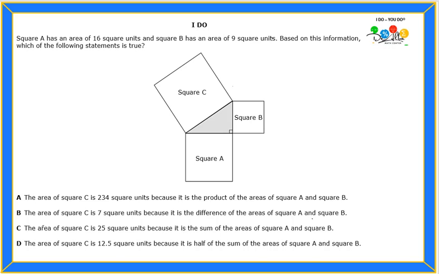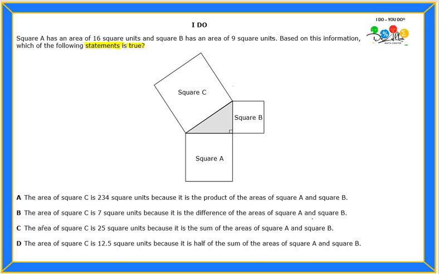And it says, square A has an area of 16 square units and square B has an area of 9 square units. Based on this information, which of the following statements is true? Okay, so I'm looking for a what? I'm looking for a true statement, right? And they're giving us some information about some squares, right?